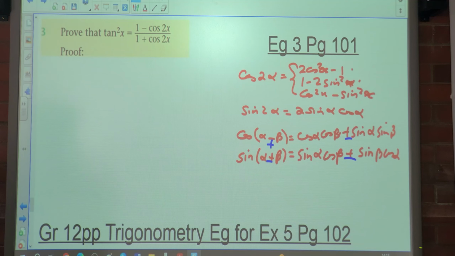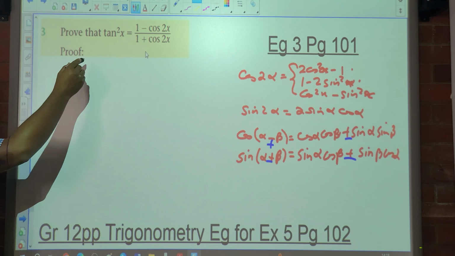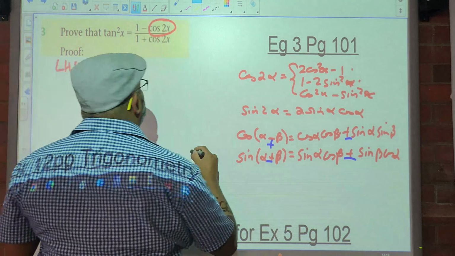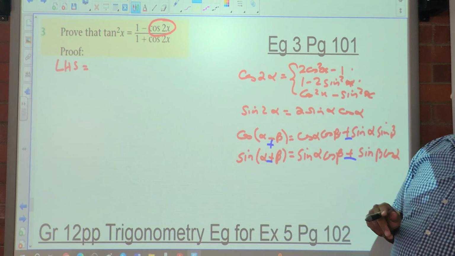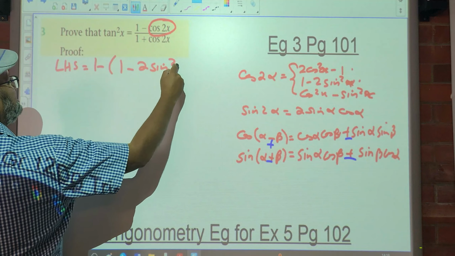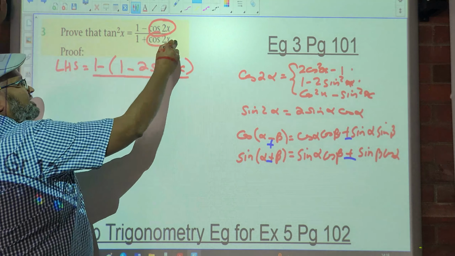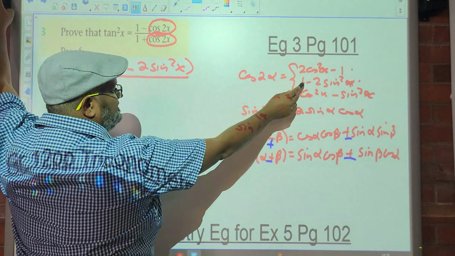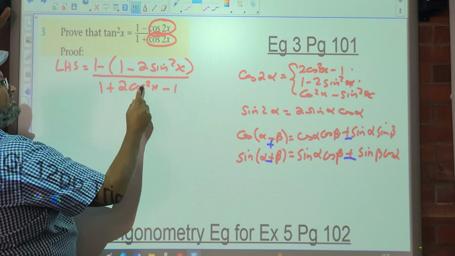So which side are you thinking you're going to work with? Right hand side. Okay, as expansion is easier than reduction. So the right hand side of the equal sign is what we're working with. Okay, so which one of the three can cos 2x be written as? 1 minus 2 sine square x. Why? Because the other ones will cancel. It's 1 minus (1 minus 2 sine square x). And this is over 1 plus cos 2x. Cos 2x can be written as one of the three, so it's 1 plus (2 cos square x minus 1). Why that one? So that ones can cancel.